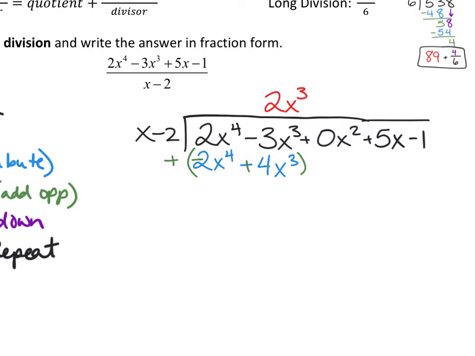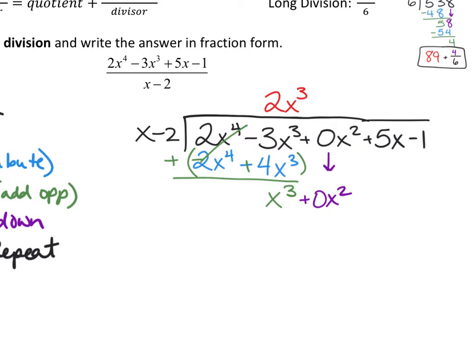But we have 2x to the fourth and negative 2x to the fourth, so those will cancel. We have negative 3x cubed plus 4x cubed. That's 1x cubed. We have divided, we have multiplied, we have subtracted. What do we do next? Bring down. So we're going to bring down this 0x squared.